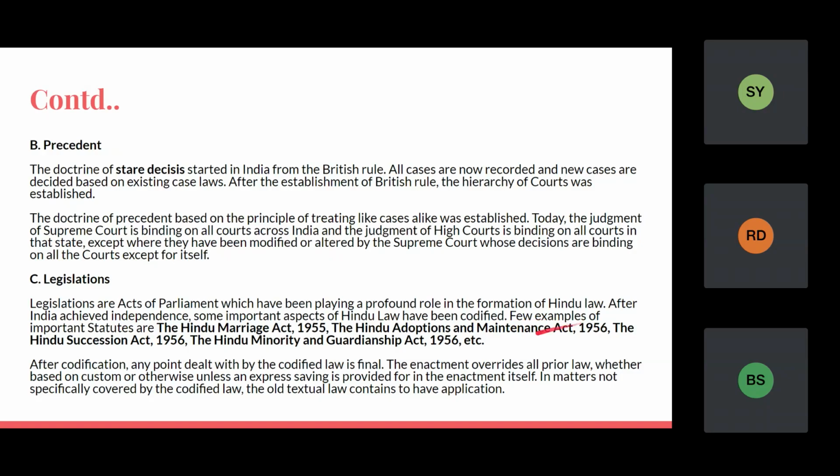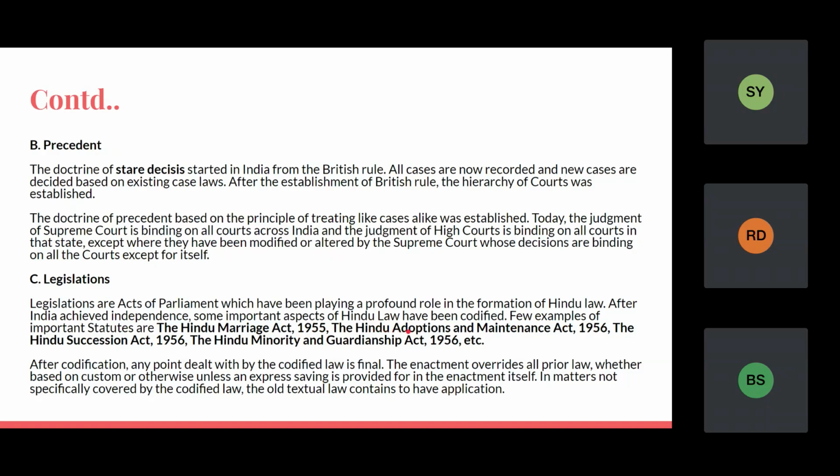A few examples of such statutes are the Hindu Marriage Act. What is a marriage? What are the essential requirements of a marriage? What are the circumstances where a marriage cannot be called a marriage? All the essentials and all rules and regulations relating to marriage are dealt with under this particular act, which is the Hindu Marriage Act 1955.